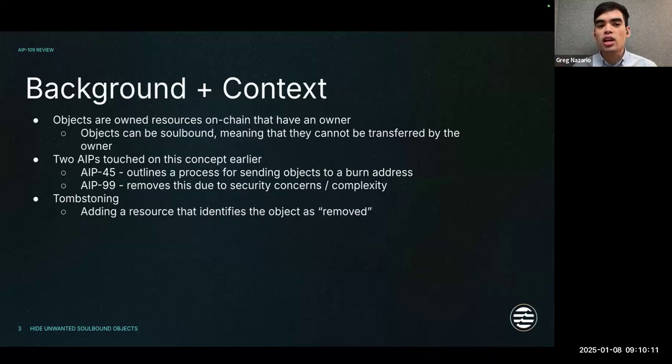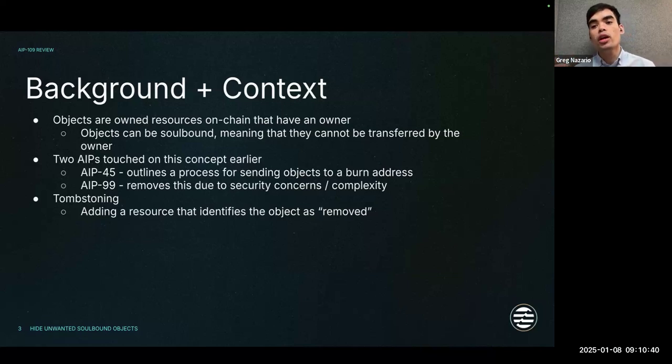So the background and context I have here is, if anyone is not technical on Move, objects are essentially groups of resources on chain that have an owner. The owner is an account or any other address. They can also be soul-bound, which essentially means that they cannot be transferred to another address to have a different owner. There's a very common use case in Ethereum and other chains for soul-bound NFTs as well.